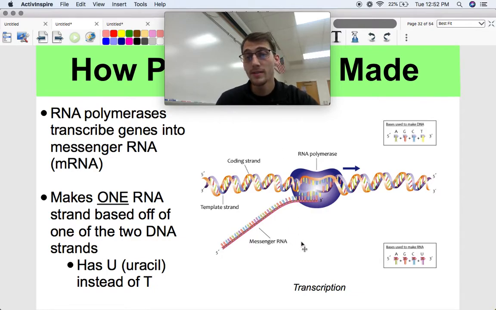So what it's going to do is open up this DNA strand here, and kind of similar to replication, it's going to open it up and then make a new complementary strand, but it's not DNA this time, it's RNA. And it'll only make one strand of that RNA based off of one of the old two DNA strands. One other thing about RNA is that instead of a T nucleotide, it has a U nucleotide. U stands for uracil. So you're never going to see a T, a thymine, in a RNA molecule.